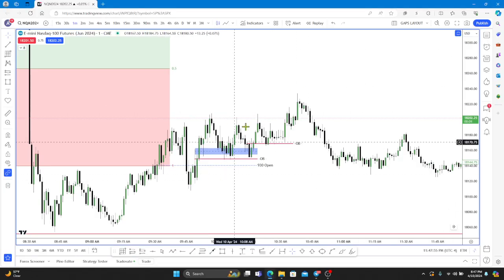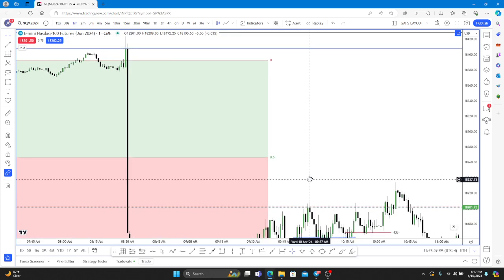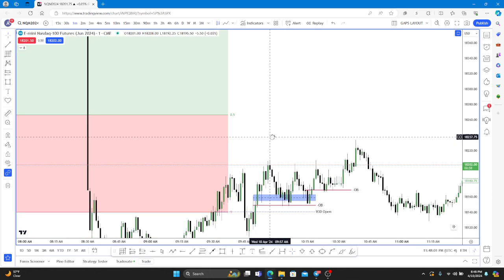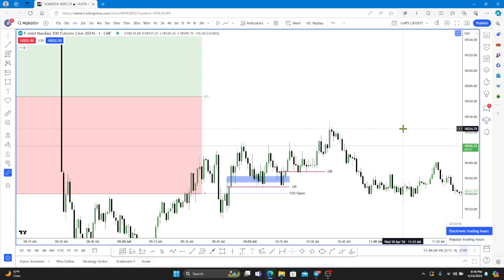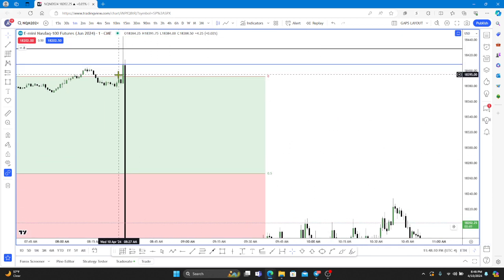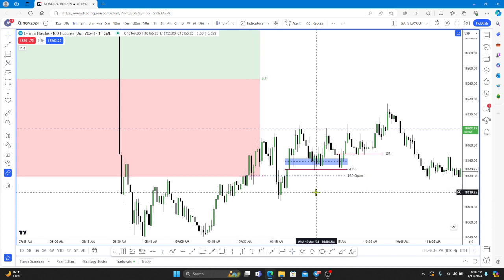So here we had this huge down move from the CPI news, and we had this opening range gap, right? So if you toggle the electronic hours to regular trading hours, you're going to get this gap from here to the 9:30 opening price here.